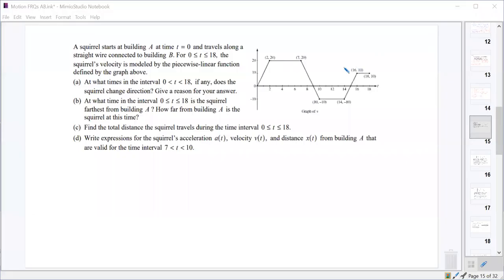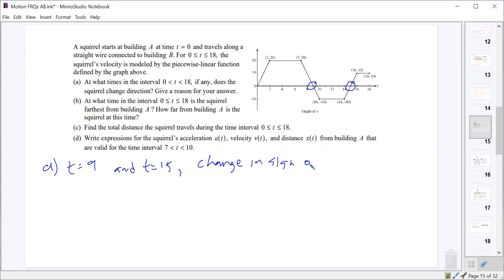All right. What time intervals does the squirrel change directions? Well, it changes directions anytime its velocity goes from positive to negative or negative to positive. So it changes directions whenever this graph crosses through the x-axis, which looks like two different places, 9 and 15. That part should have been pretty straightforward. You just said t equals 9, t equals 15. Change in sign of velocity. You would write it out more nicely than that. But good.